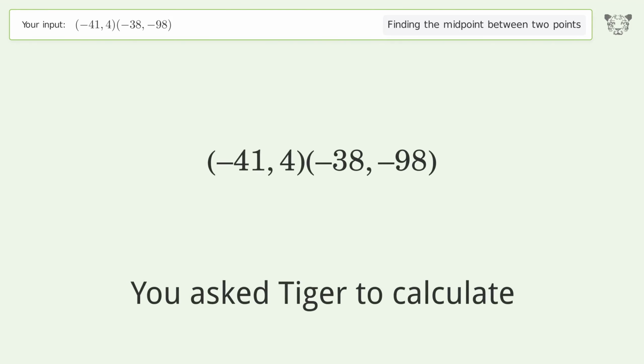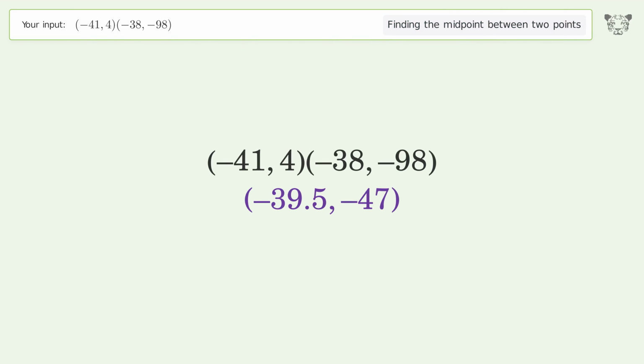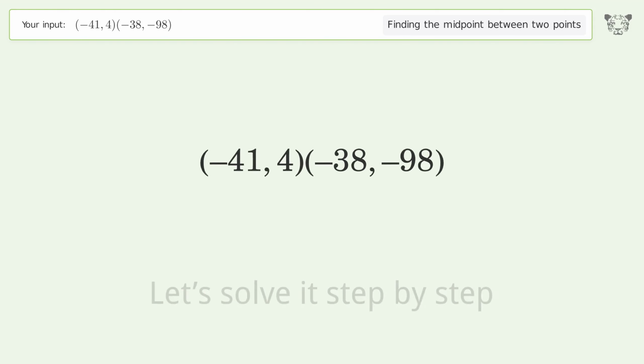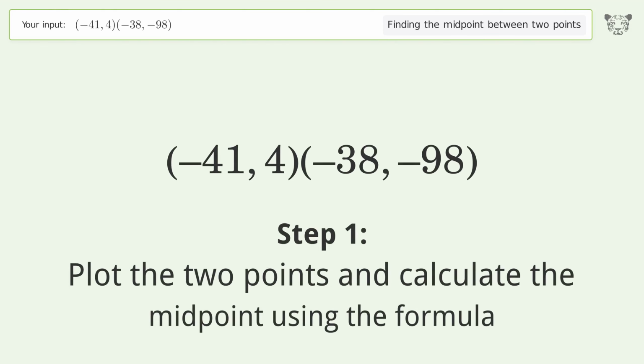You ask Tiger to calculate. This deals with finding the midpoint between 2 points. The midpoint between the 2 points is negative 39.5, negative 47. Let's solve it step by step. Plot the 2 points and calculate the midpoint using the formula.